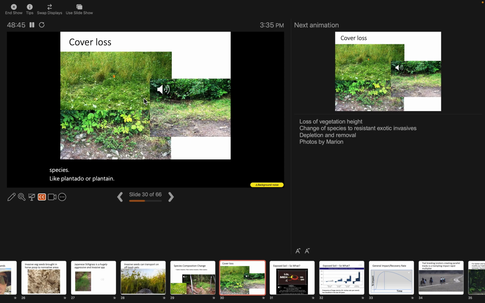The next thing that happens is cover loss. After you trample the stuff down and replace it with non-native species, even the non-native species with additional trampling pressure start to die off, die back. So you get these bare spots that open up like scabs in the middle of a newly formed visitor-created trail or newly formed visitor-created campsite, and they grow outward from there. That's called cover loss, and it's pretty obvious to see.